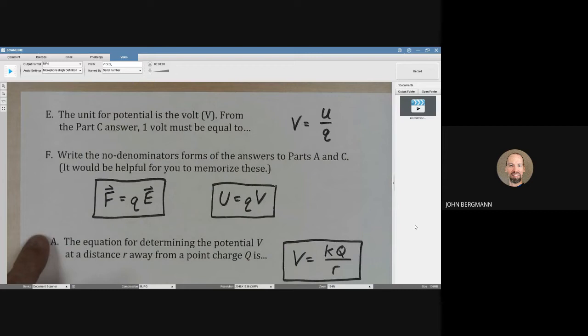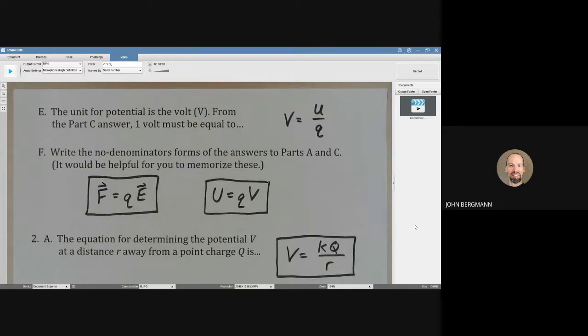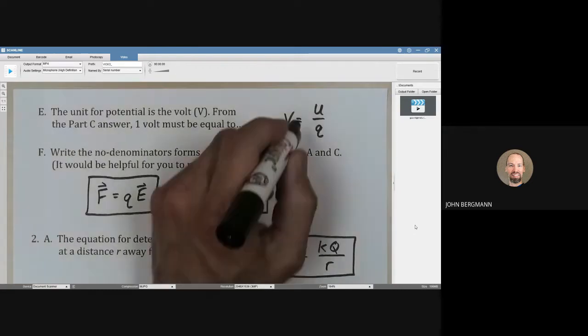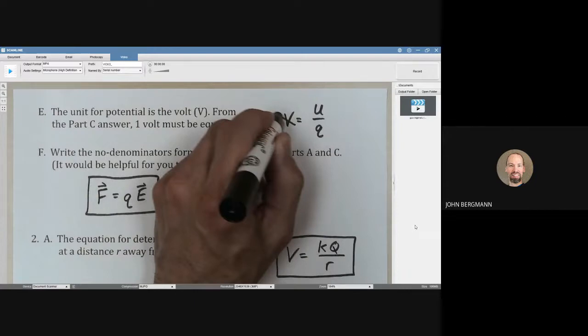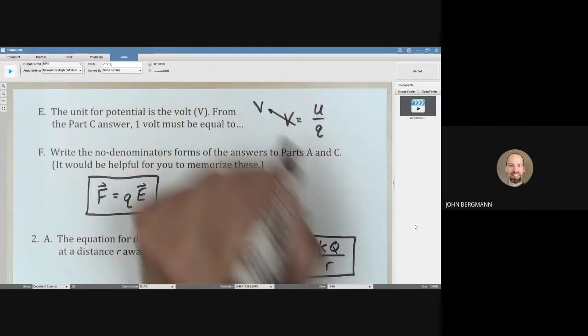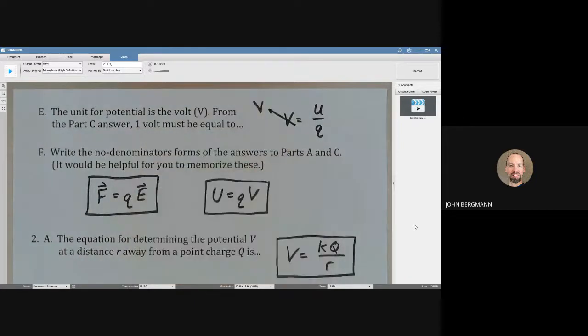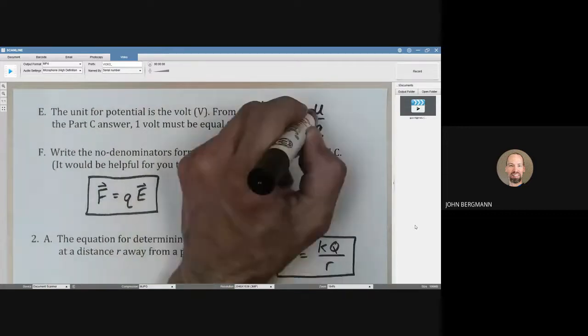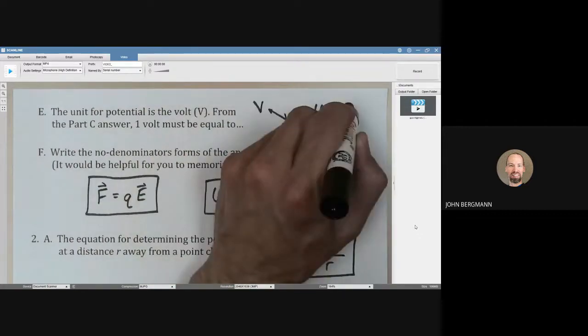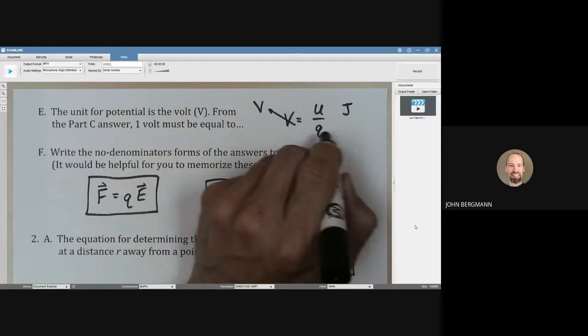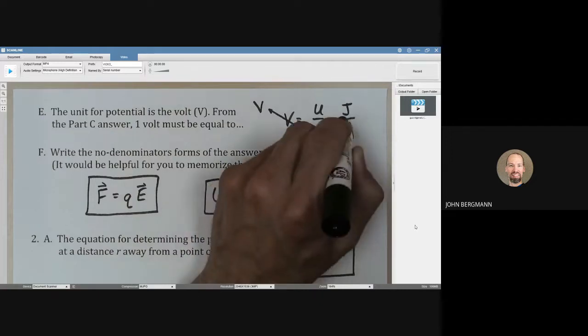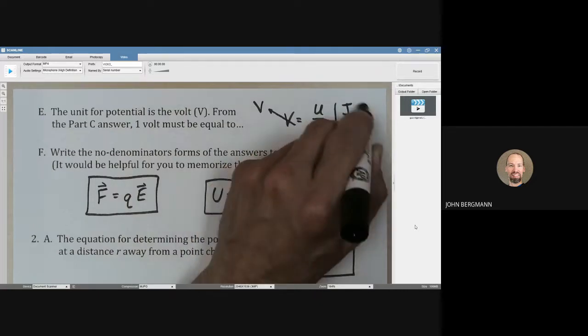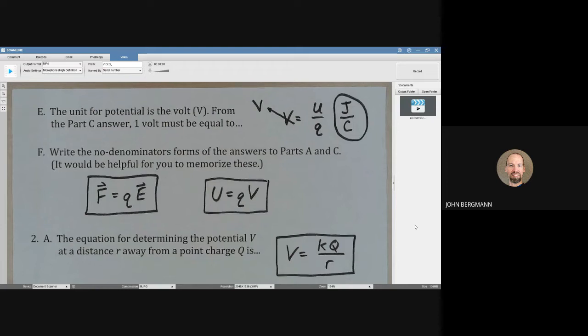The unit for potential is the volt. This is one of those comparatively rare cases in physics where the variable and the unit actually have the same symbol. Very, very rare. Energy is in joules, as we know, and charge is in coulombs. So 1 volt is also a joule per coulomb.